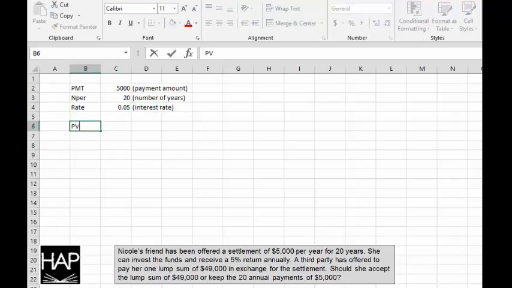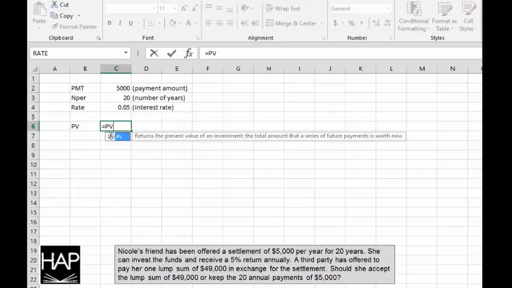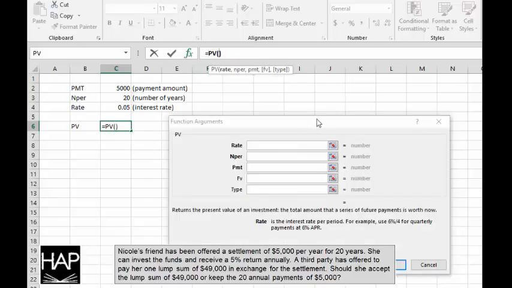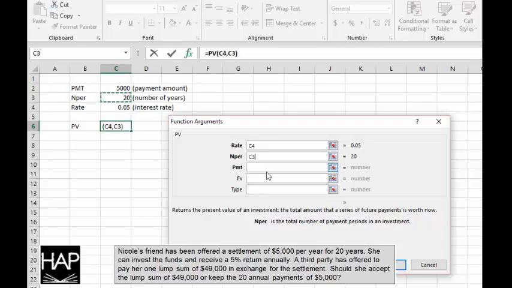Now, we're looking again for the present value of this amount, given the number of periods that she'll receive payments and the rate of return that she can get when she invests these amounts. So we're going to use the present value function, so PV. So I'm going to put in the information that I have. The rate is 5%. The number of periods is the number of years that she'll be receiving the payments for, and that's 20. The payment amount is $5,000.